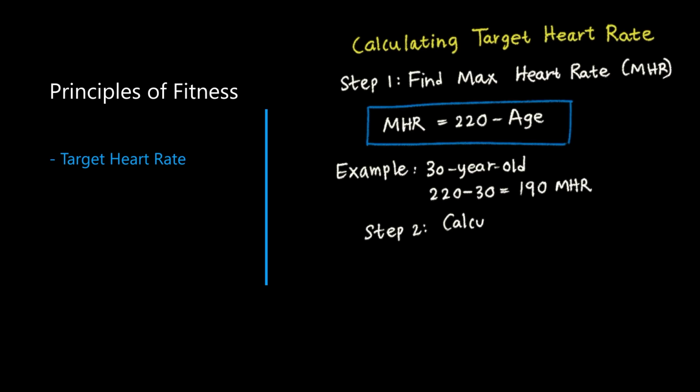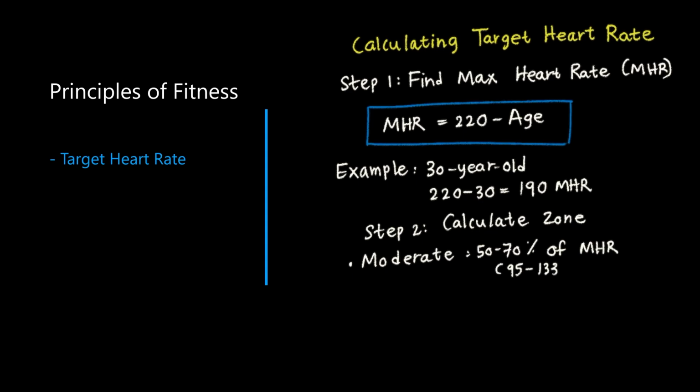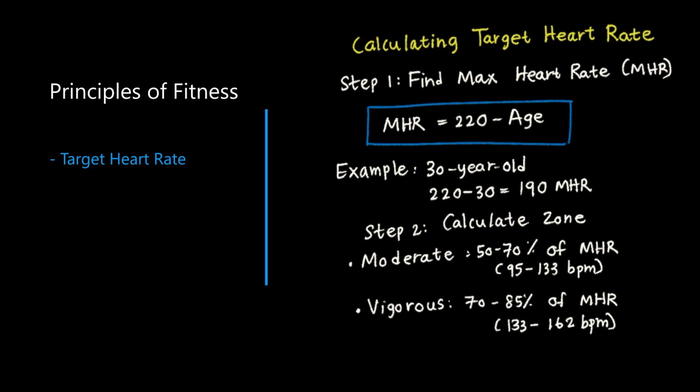So for our 30-year-old, we calculate 50% of 190, which is 95 BPM, and 70% of 190, which is 133 BPM. So their moderate target heart rate zone is between 95 and 133 beats per minute. Vigorous intensity exercise is 70% to 85% of MHR. For our 30-year-old, that would be between 133 and 162 BPM.